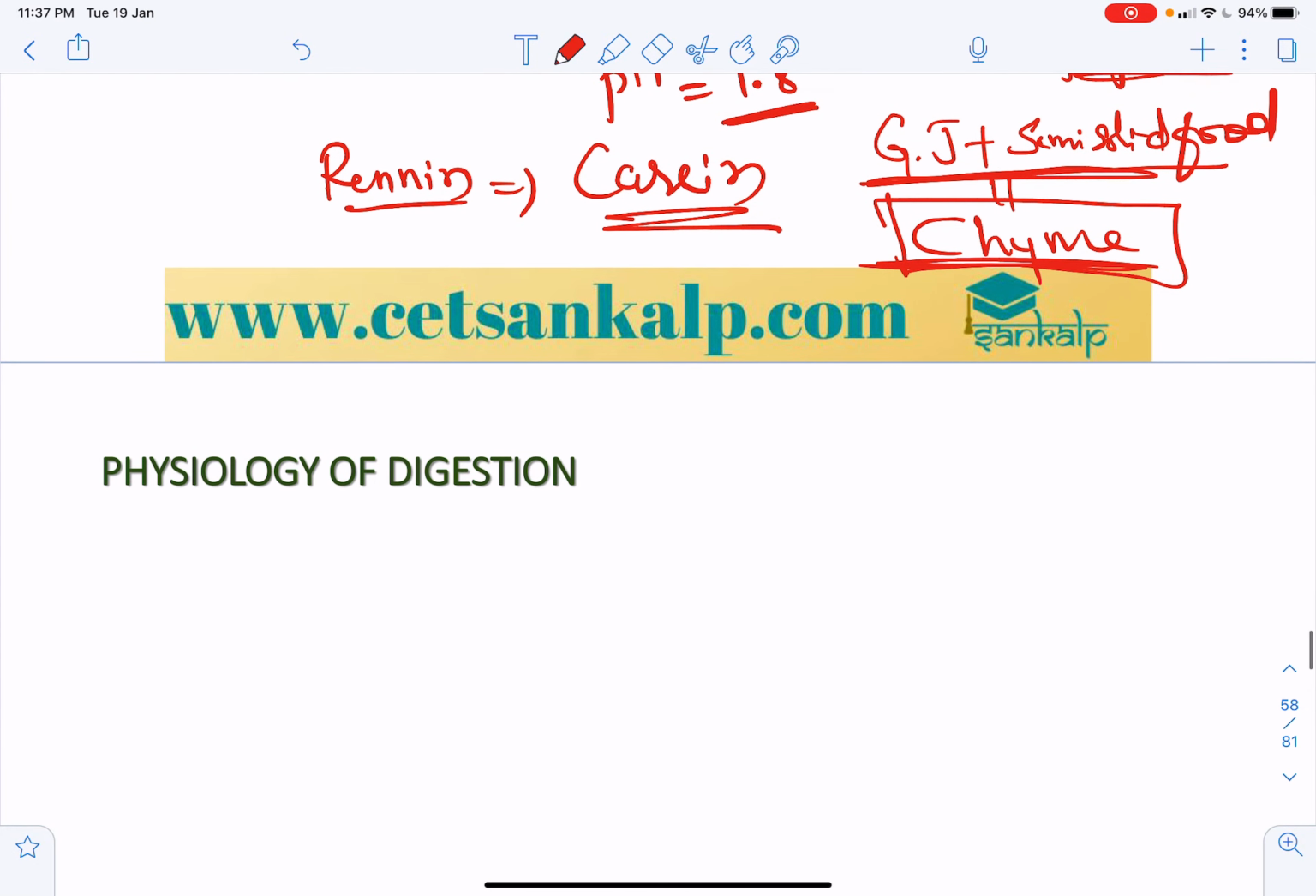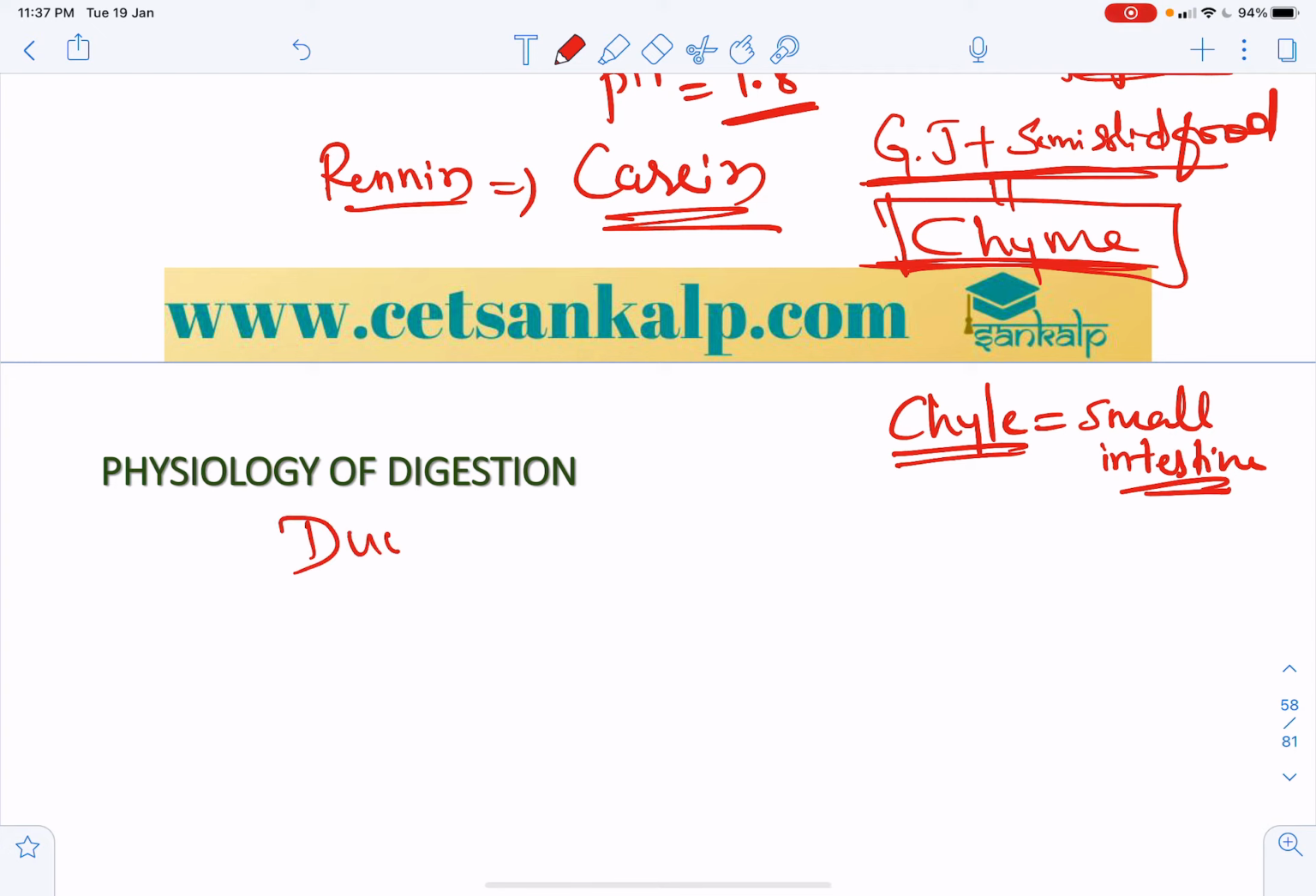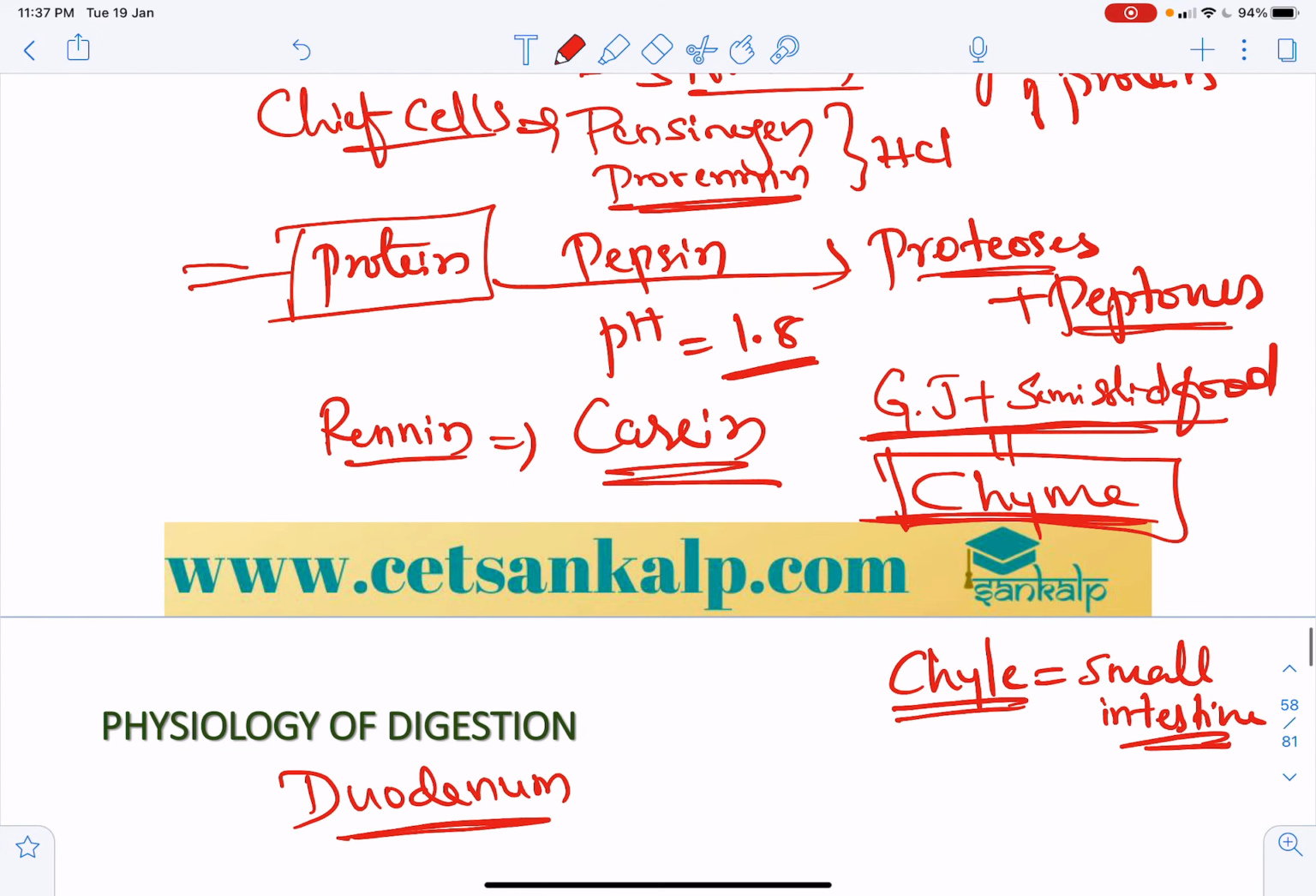So let me mention one more word, chyle, in the small intestine. Let us take this point later. So now in the duodenum, what happens after the proteins in the stomach get converted into proteoses and peptones?